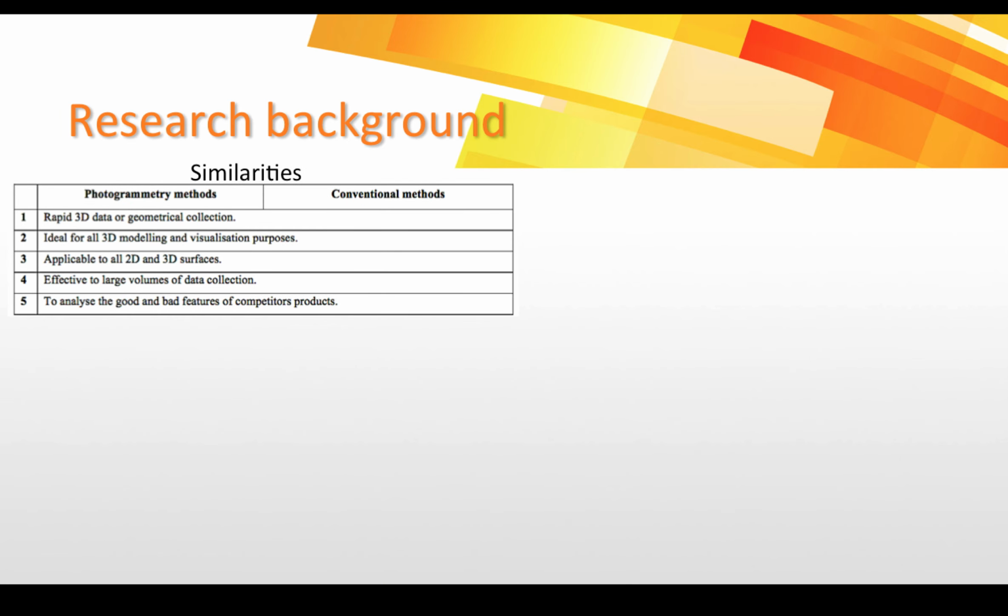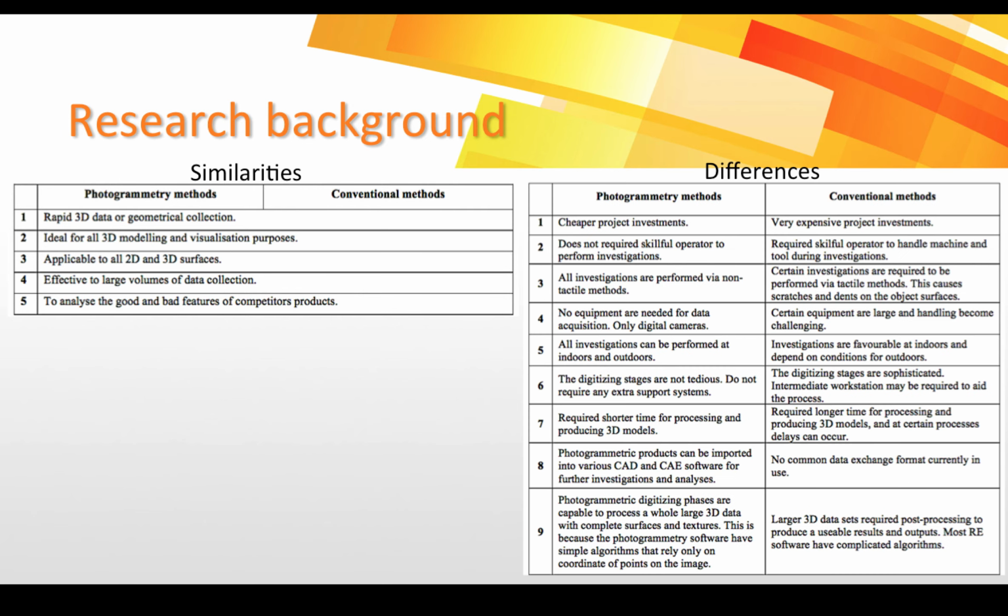The similarity between the photogrammetry and the conventional methods is that they are applicable to all 2D and 3D surfaces. They are very effective for large volumes of data collection, and they are capable of analyzing good and bad features of products. However, the difference between both methods is that photogrammetry methods are much cheaper compared to the conventional methods, and the digitizing stages are not tedious, and photogrammetry does not require any extra supports compared to the conventional methods. Also, photogrammetry methods require shorter time for processing and produce the 3D model efficiently compared to the conventional methods.